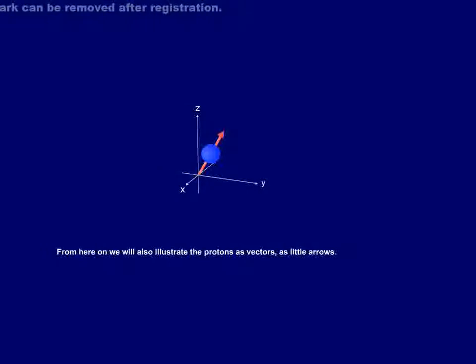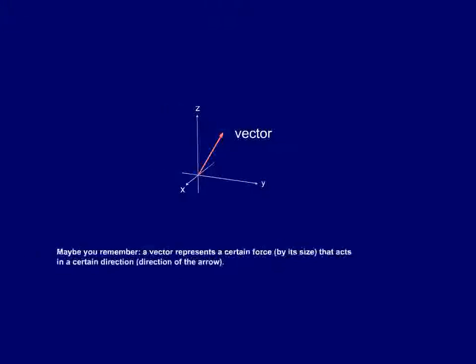From here on, we will also illustrate the protons as vectors, as little arrows. Maybe you can remember, a vector represents a certain force, by its size, that acts in a certain direction of the arrow. The force that is represented by vectors in our illustrations is the magnetic force.